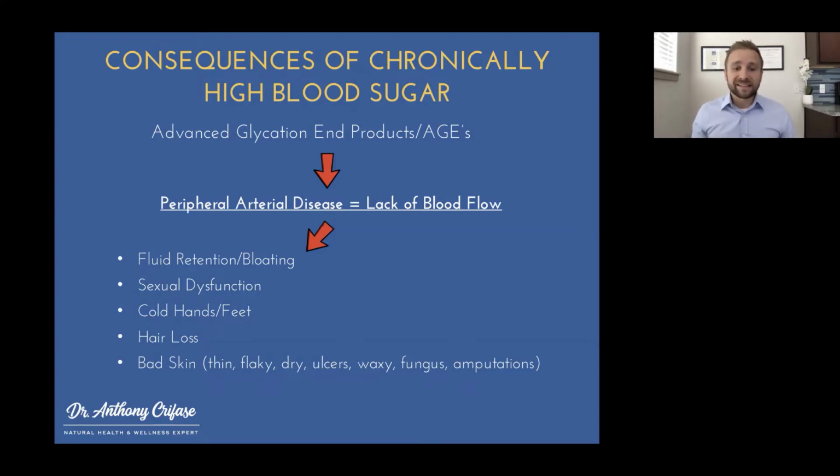What else do you get? Bad skin, so thin, flaky, dry, ulcers. These things are really, really common. And if you are watching this video and you have diabetes or you know somebody who has diabetes, peripheral neuropathy is a very, very common thing. What first starts to happen is you start to lose sensation. You start to get numbness and tingling, because the outside of your nerves has a sensory portion and the inside is more of the motor function. So the first thing you start to lose is the sensory portion of your nerves. This is why numbness and tingling.